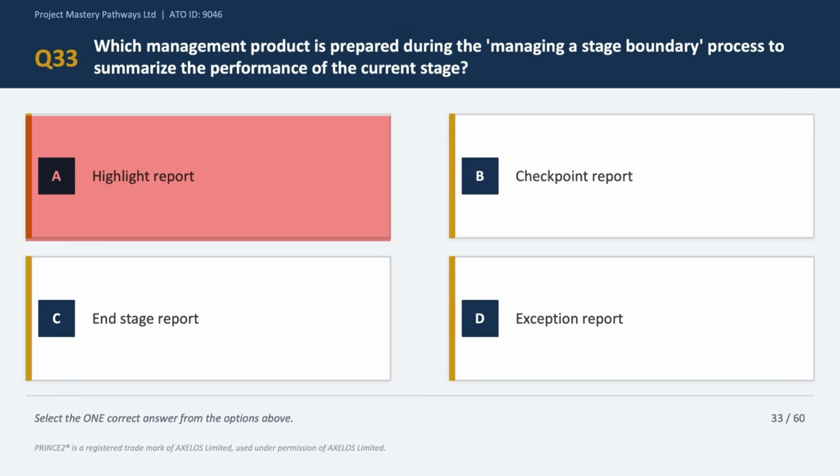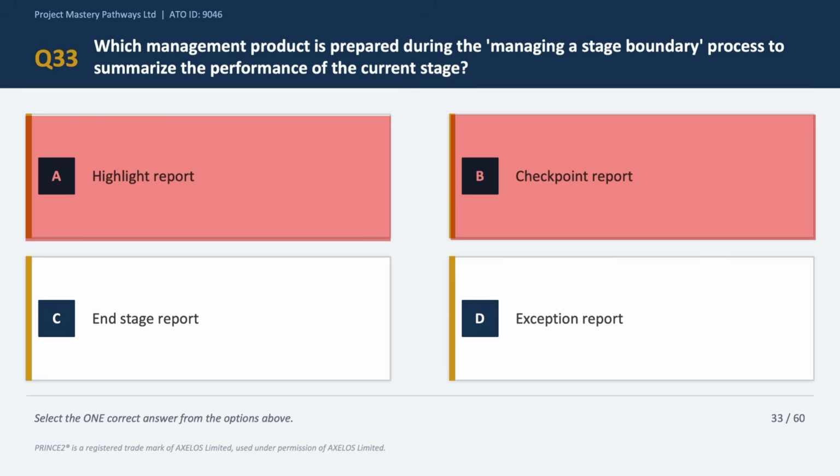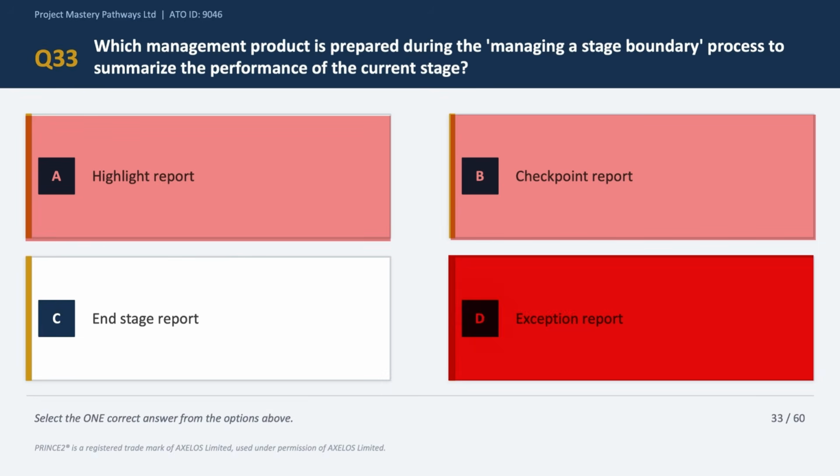Option B says checkpoint report. Now we have done this already as part of this exercise. Checkpoint report is produced by the team manager and sent to the project manager during the stage. It is not a stage boundary product. So option B is incorrect. Option D says exception report. An exception report, as we have already learned, is produced when tolerances are forecast to be breached. It is not a stage performance summary at closure. So option D is incorrect as well.